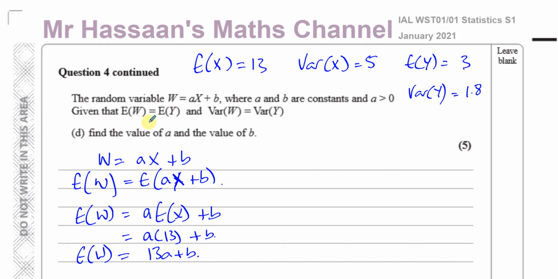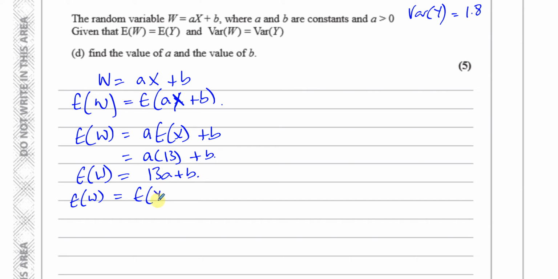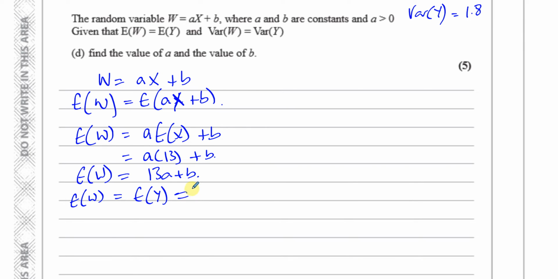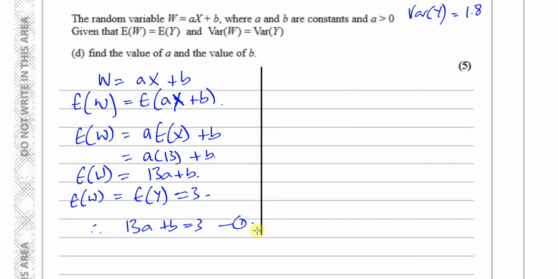And we know that EW is equal to EY. So the expected value of W we know is equal to the expected value of Y, which is equal to 3. So therefore I can say that 13A plus B is equal to 3. So that's one equation I've got with A and B. And I can find another equation with A and B by using the other bit of information that they told us about the variance. They've told us that the variance of W is equal to the variance of Y.